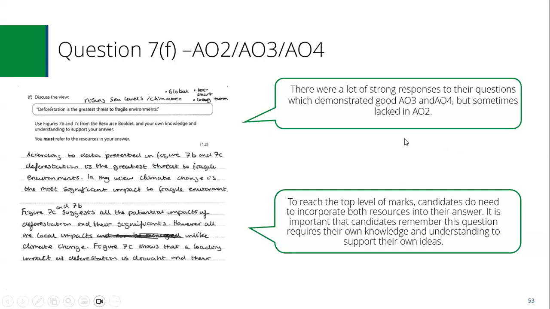In this view here, as you can see, they've had a go. There were a lot of strong responses, as I said. You need to incorporate both. So it says there, figures 7C and 7B suggest all the potential impacts of deforestation and their significance. However, all are local impacts, unlike climate change. So they're arguing that in this case, climate change is much stronger, and so they've shown that the argument is good.